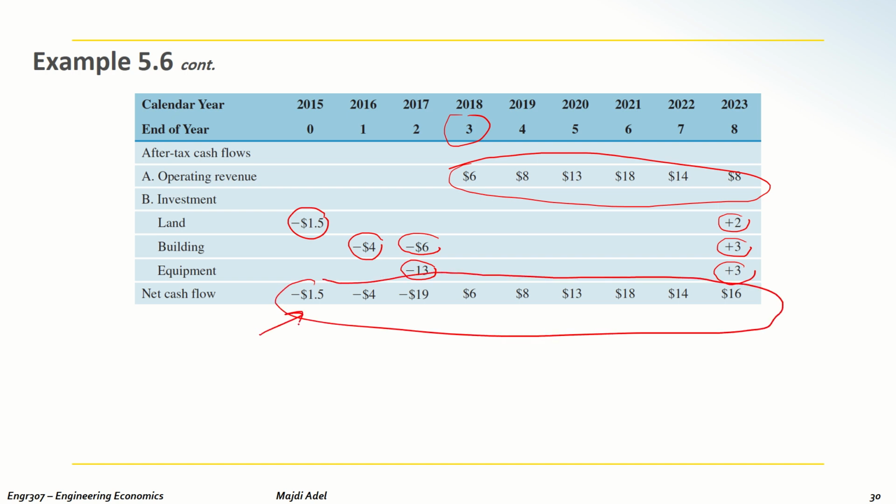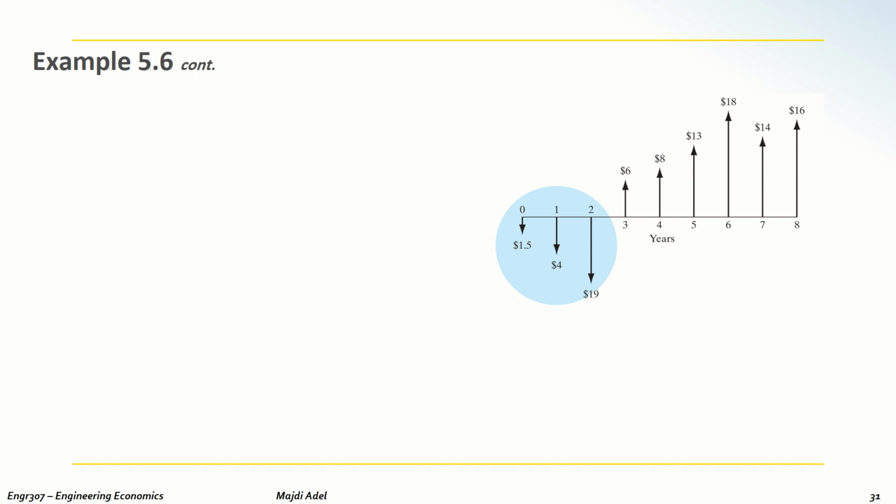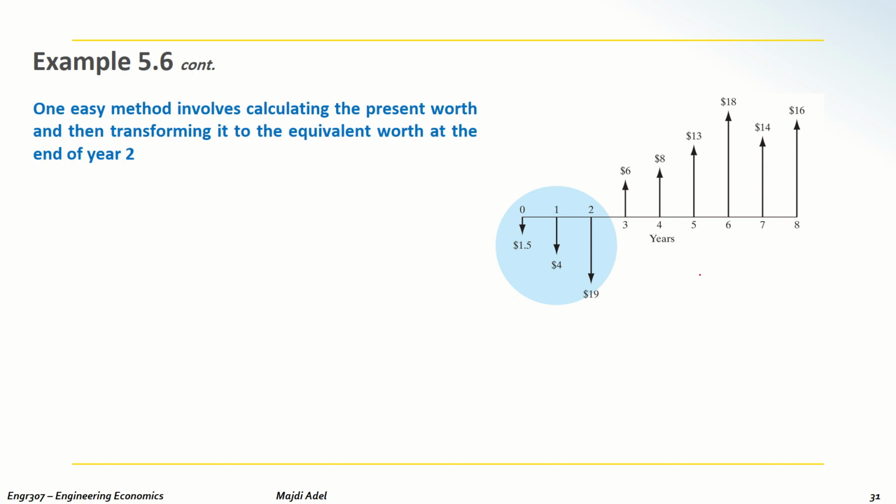We can calculate this net cash flow from the information given here: minus 1.5, minus 4, minus 19, 6 million, 8 million, 13, 18, 14 million, and 16 million dollars. Now, this is the cash flow diagram. As you can see, we have expenses and we have inflow. We have cash outflow at years 0, 1, and 2, and cash inflow from year 3 to year 8.